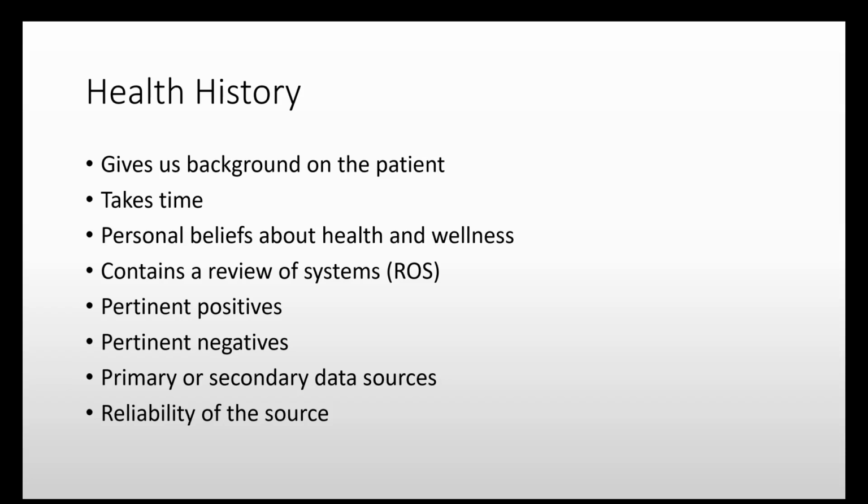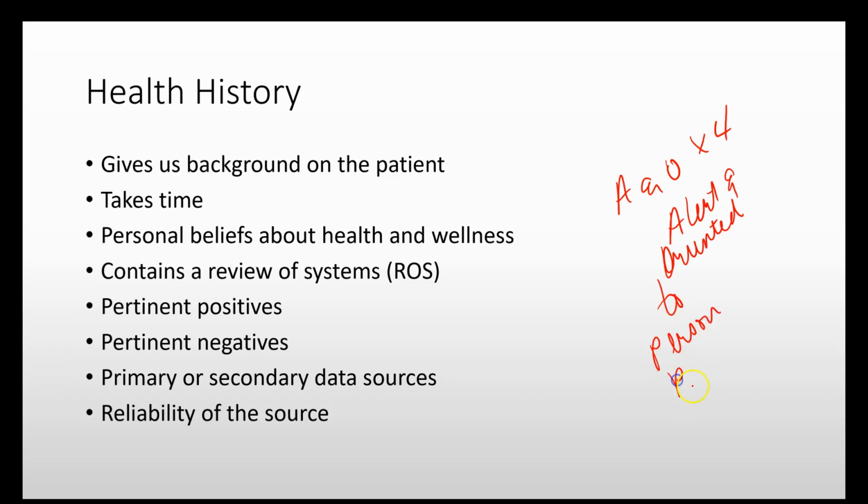A secondary data source would be either a family member or a medical record from a nursing home, somewhere else where we're getting the information other than the patient. We always have to talk about the reliability of the source. Is the patient alert and oriented times 4? Are they able to answer questions appropriately? Just to remind you, A&O times 4 is alert and oriented to person, place, time, and situation.